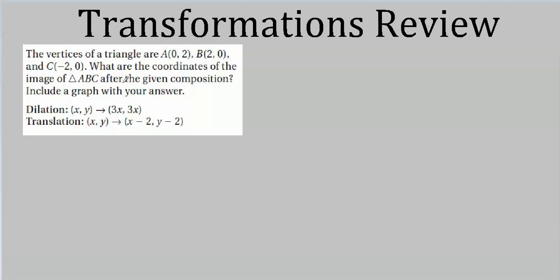What they want is the image after successive transformations. First one's a dilation. In the absence of any other information, we're going to have to assume that this is a dilation about the origin, the point 0, 0. It doesn't say anything else, so we can't assume anything else. Translation would be next. Now, we can do this fairly easily. By easily, I mean algebraically.